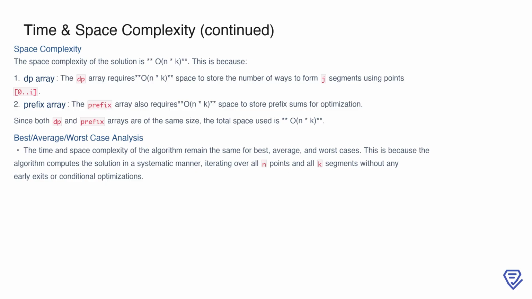Importantly, this space usage is consistent regardless of the input, as the dimensions of the arrays depend only on n and k. Finally, when considering the best, average, and worst cases, the time and space complexity remain the same. This is because the algorithm systematically computes results for all points and segments without any early exits or conditional optimizations.